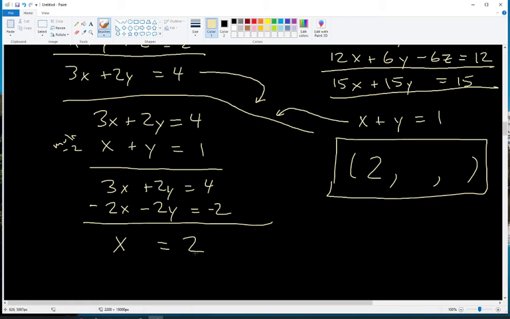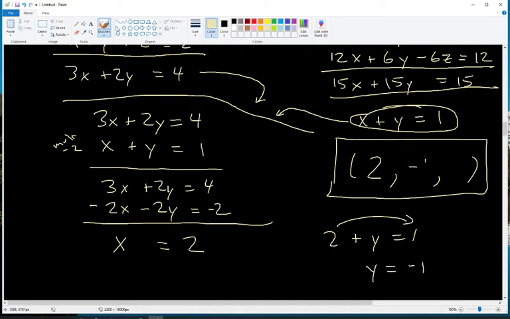Now that I know that x is 2, I can plug x equals 2 back into one of these two equations and figure out y. I'm going to use this equation here. It seems easier. So I'll get 2 plus y equals 1. So we move the 2 across as a subtraction. So y equals 1 minus 2 is negative 1.